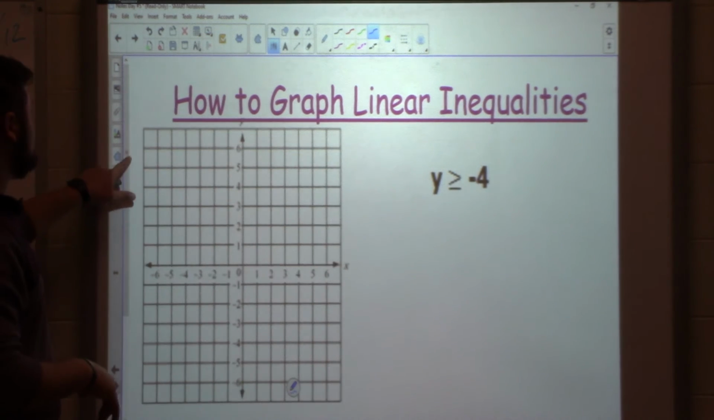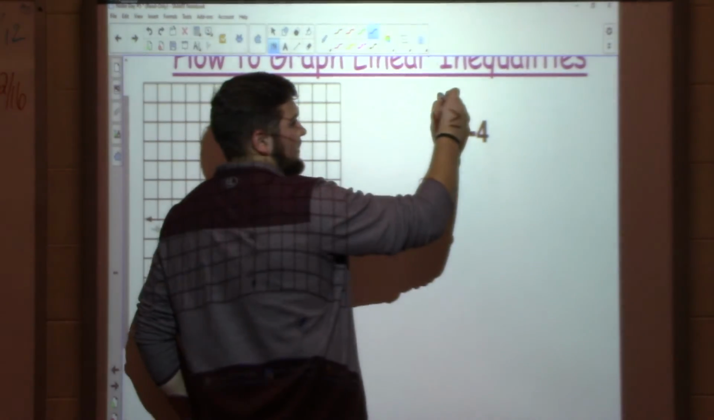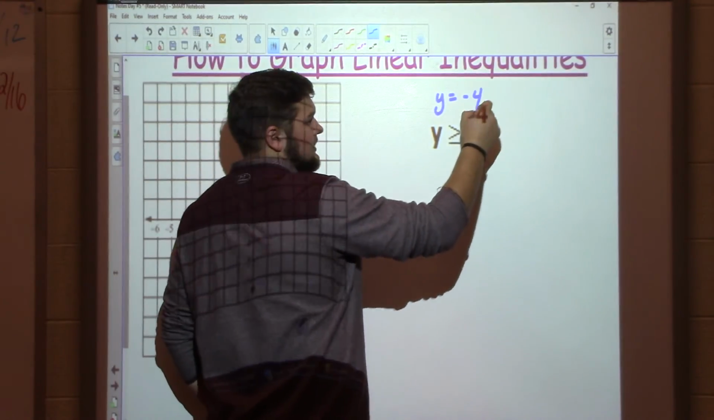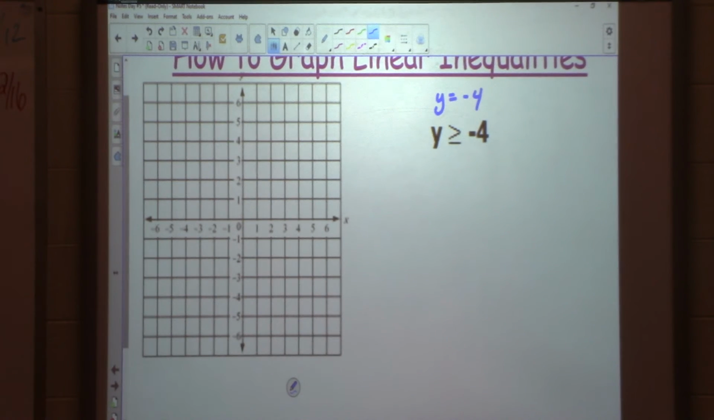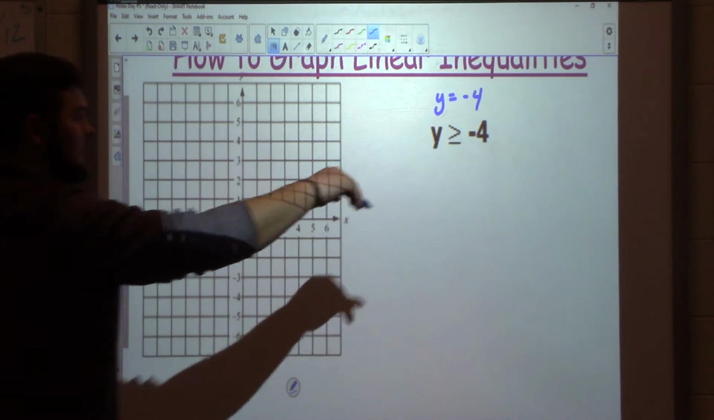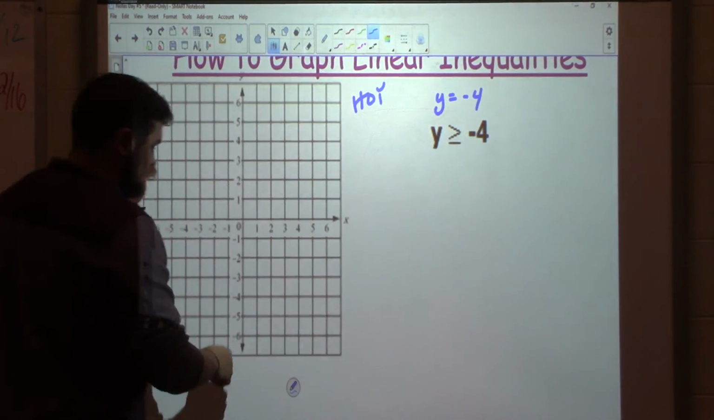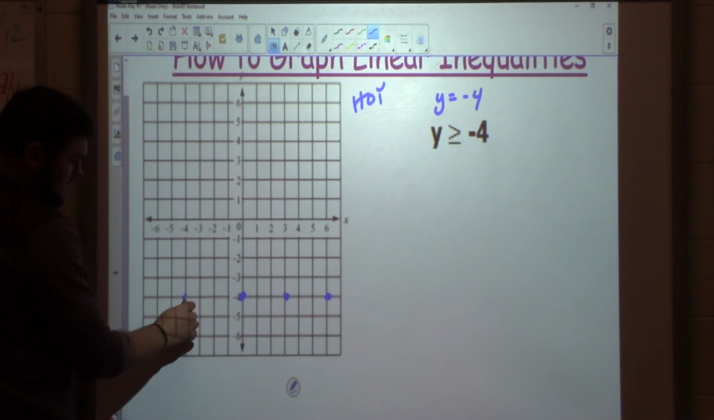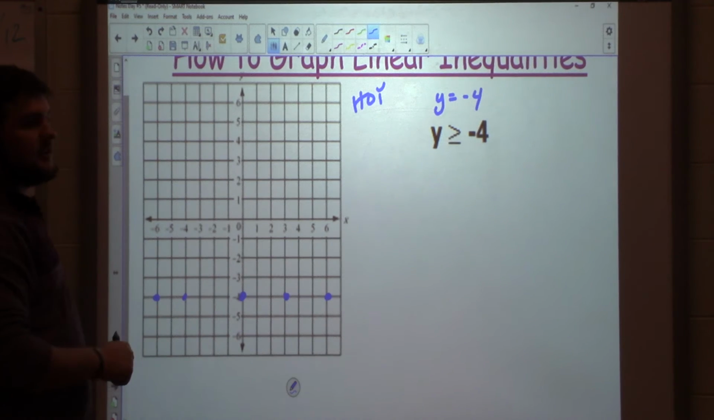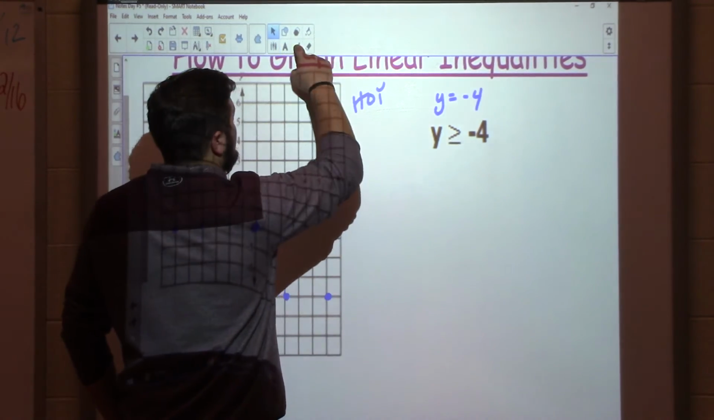Alright, if I give you the inequality y is greater than or equal to negative 4, and I rewrite that as an equation, y equals negative 4, what type of line is that going to be? Horizontal, right? Y equals negative 4 is a horizontal line, because y equals negative 4 here, and here, and here. Is it going to be a solid or dashed line? Solid.